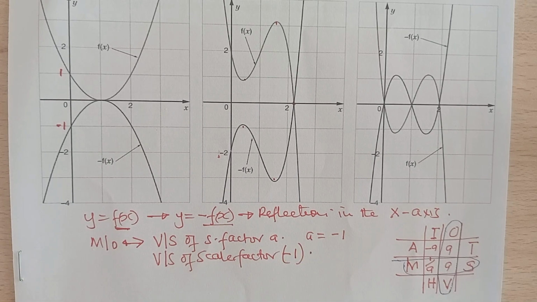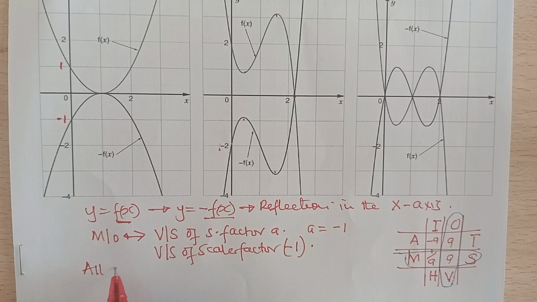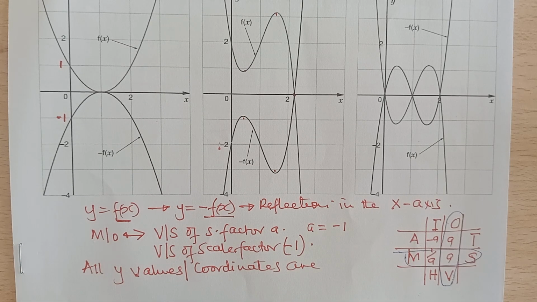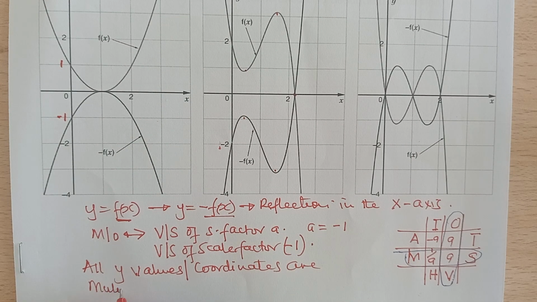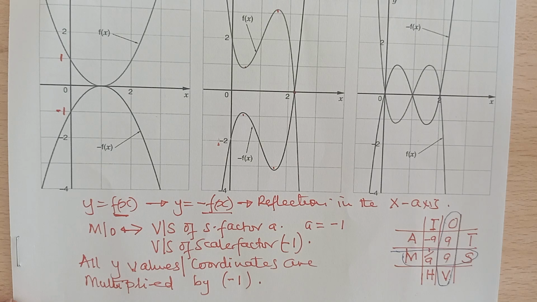What does this mean? Anything to do with vertical affects the y coordinates. That means all y values or coordinates are multiplied by -1. And let us now go to the diagrams themselves.